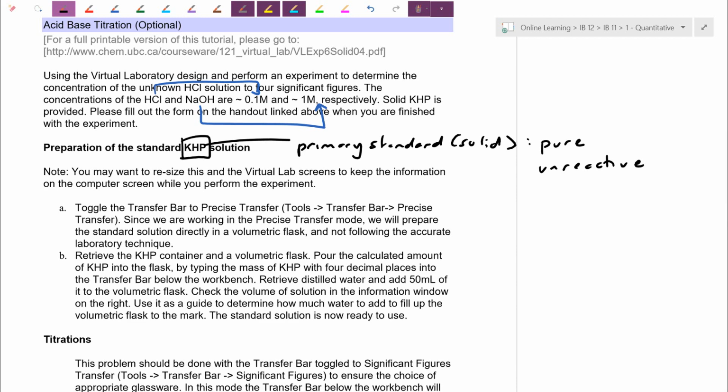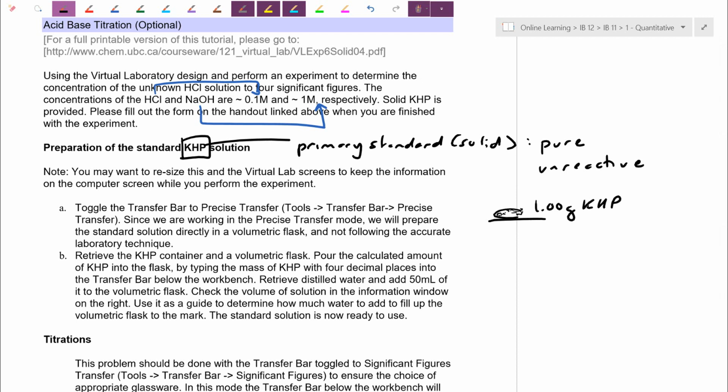The good thing about a primary standard is that because it has all these nice qualities, if I measure a certain amount of it, this time we're going to use potassium hydrogen phthalate, I'm going to show you the calculation in a second. If I have, for argument's sake, 1 gram, and I'm going to use KHP as shorthand for that, and I know chemically speaking this is very, very pure, I'm pretty confident that the entire 1 gram is actually the chemical that I'm interested in.